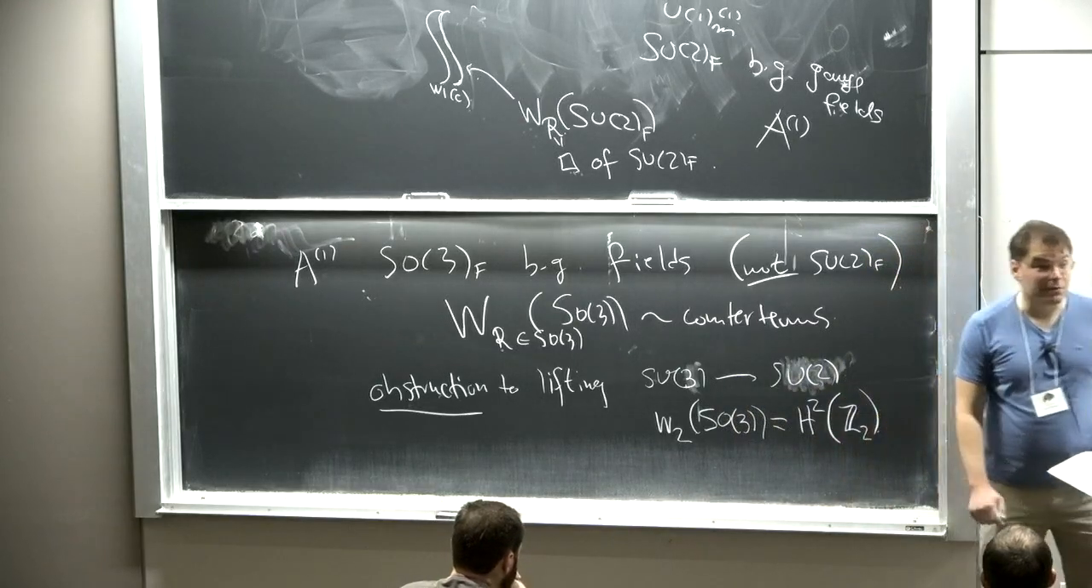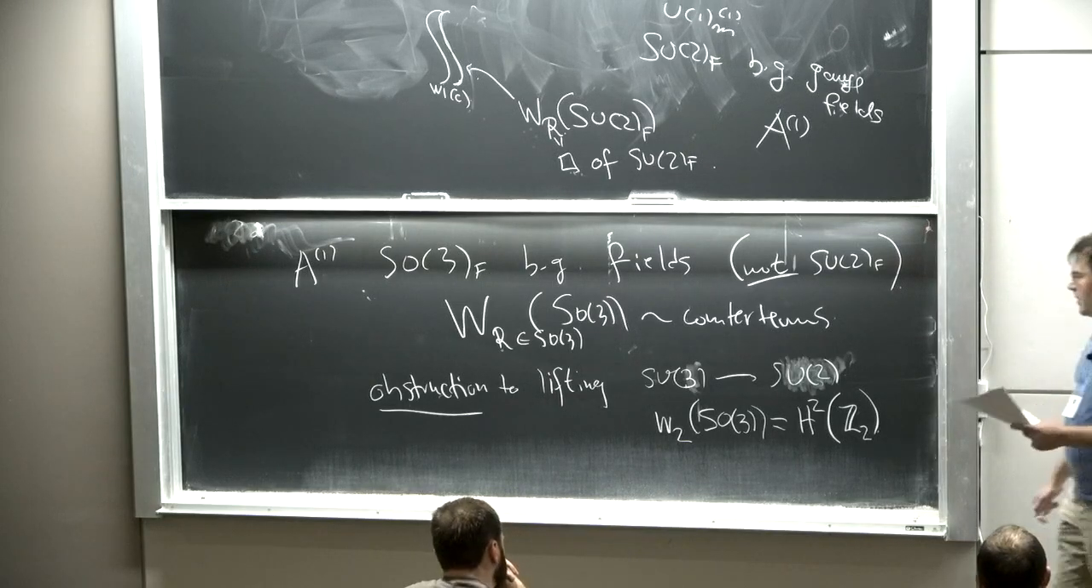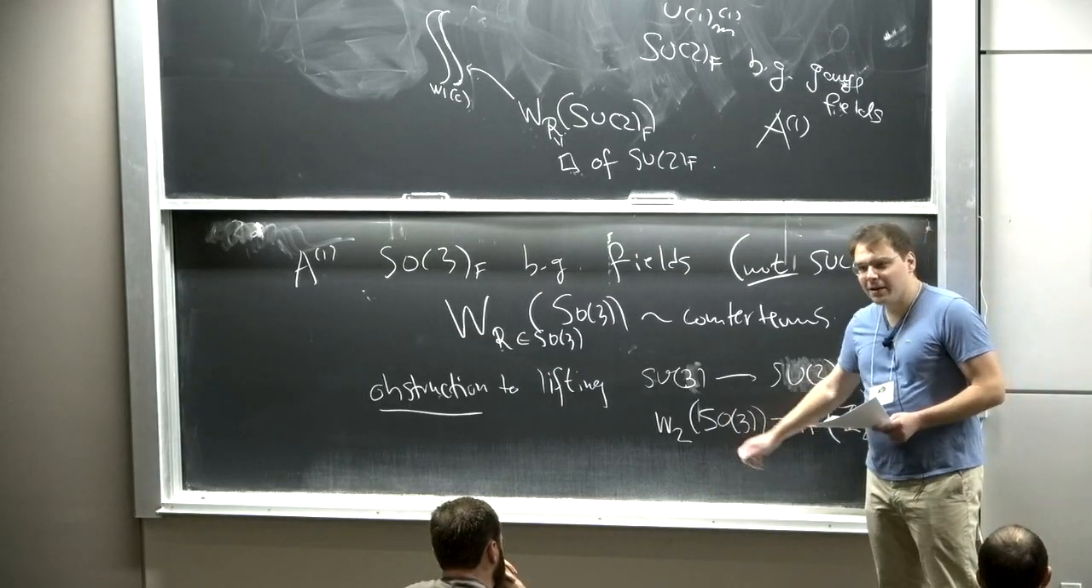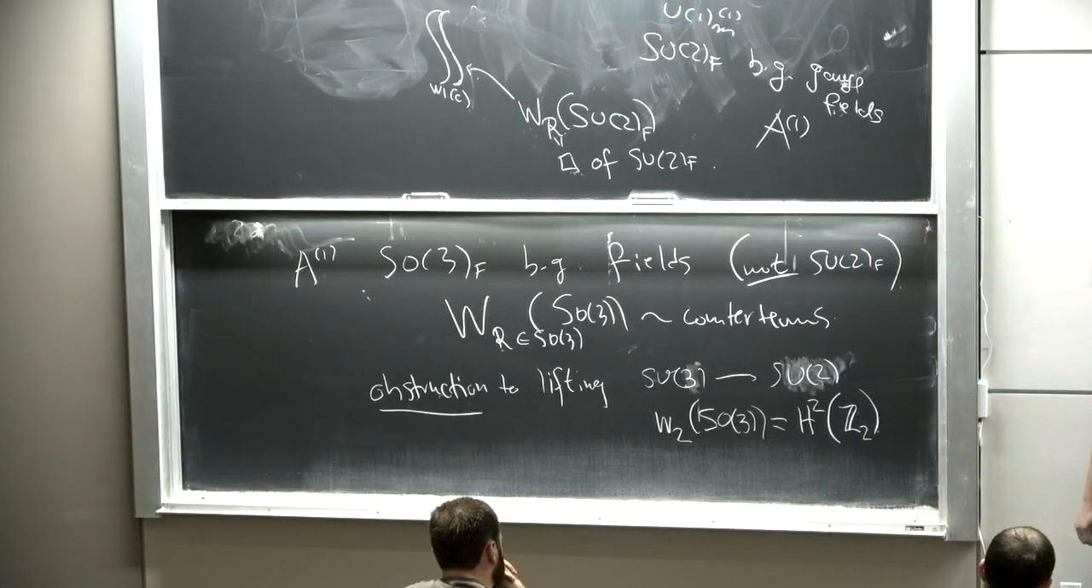What does that remind you of? What did we see that lived in H2 with coefficient in Z2? Anyone? A Z2 gauge field, yeah, but what kind of gauge field? What form degree? Yeah, but what form degree? Two form, a B field. So this W2 of SO3 is going to play a role analogous to a B field, even though we do not have a one-form symmetry in this model.